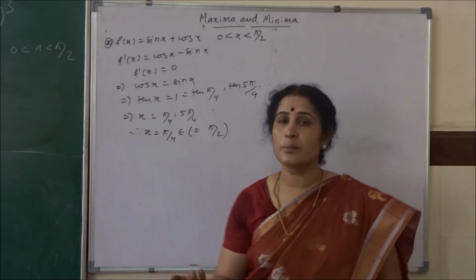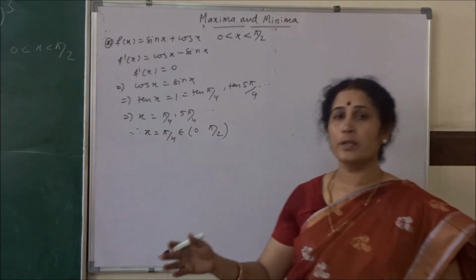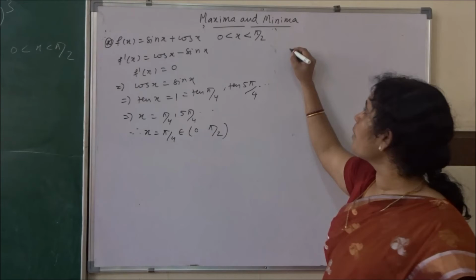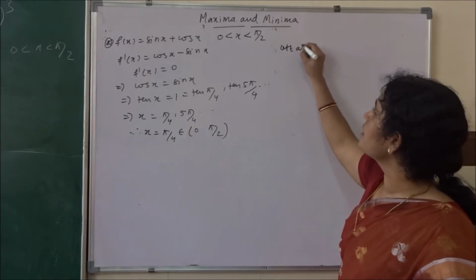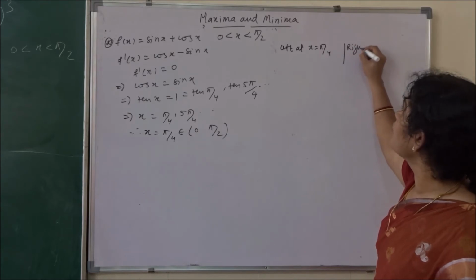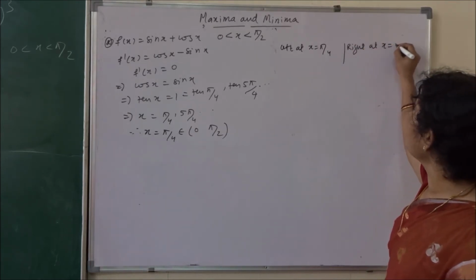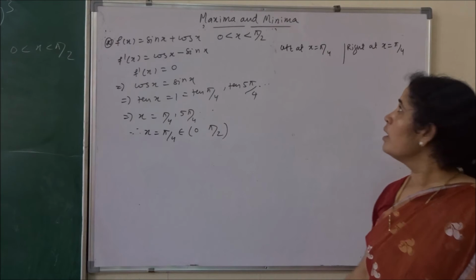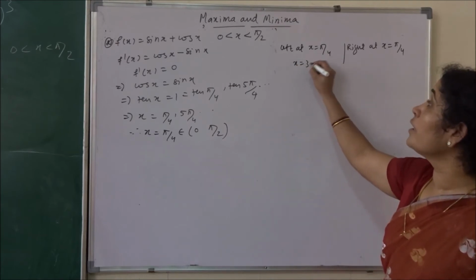So what is nearest to pi by 4? Left of pi by 4, right of pi by 4. At x equal to pi by 4, I am saying left of x equal to pi by 4. Pi by 4 means 45 degrees. Right of x equal to pi by 4. For each value you have to check the left and the right value. Nearest to 45 with a known value, take 30 degrees.